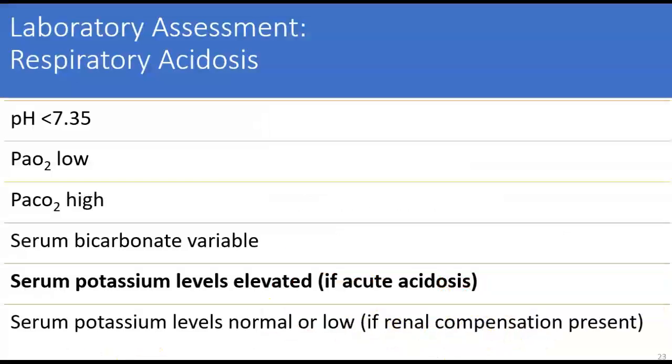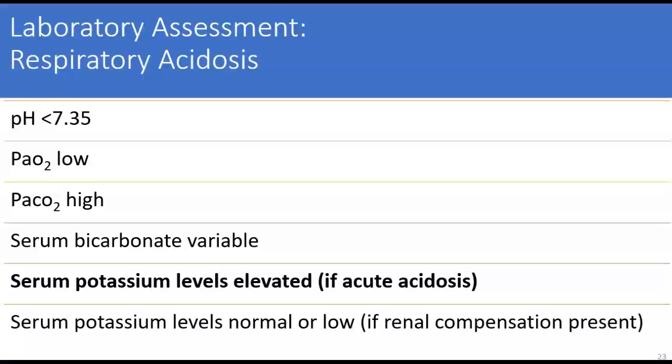In terms of lab values for respiratory acidosis, we're talking about acidosis, so the pH is less than 7.35. The PaO2 would be low. Remember, we're talking about impaired gas exchange. So normally we want our PaO2, do you remember what our normal levels are? Normally we want our PaO2 between 80 to 100, right? So our PaO2 would be low. Our PaCO2 would be high. Bicarb will vary. Serum potassium would be elevated with acute acidosis and normal to low if compensation has occurred.